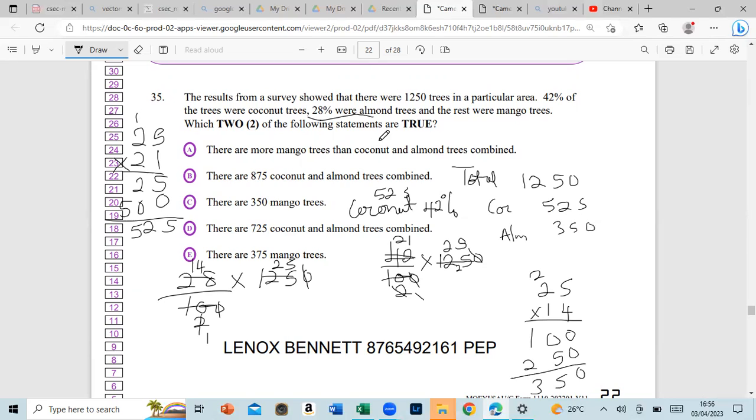And it says, and the rest were mango trees. So to get the total mango trees, since it's 3 types of trees, we can simply add the coconut and almond together. Let's do that. So it's 525 and 350. Why do we need to do this? We want to find the total number of mangoes. That's 875. All right, so we can just subtract this from the total, which is 1,250. So let us do that.